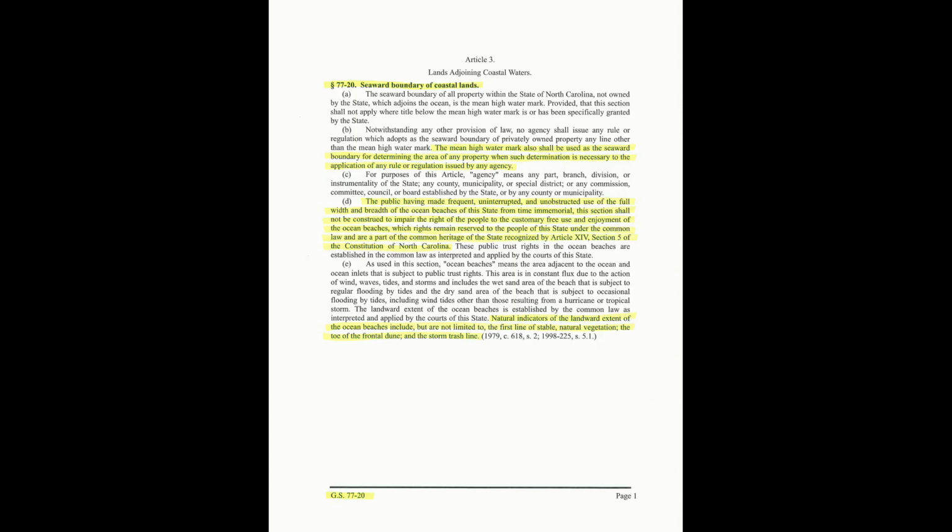Second one, which is D in 77-20D: the public having made frequent, uninterrupted, and unobstructed use of the full width and breadth of the ocean beaches of this state from time immemorial, I don't know what that means, this section shall not be construed to impair the right of the people to the customary free use and enjoyment of the ocean beaches. And the third one on the bottom says natural indicators of the landward extent of the ocean beaches include, but are not limited to, the first line of stable natural vegetation, the toe of the frontal dune, and the storm trash line.